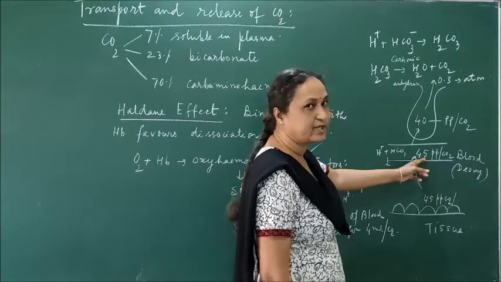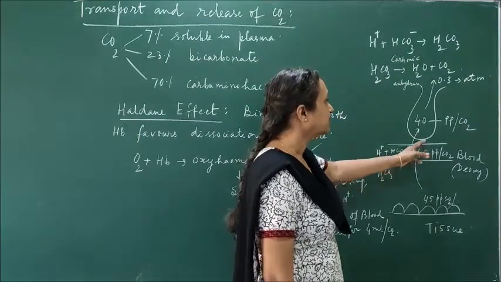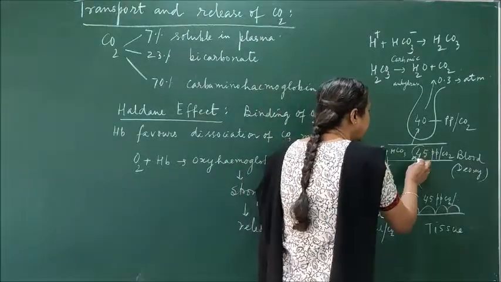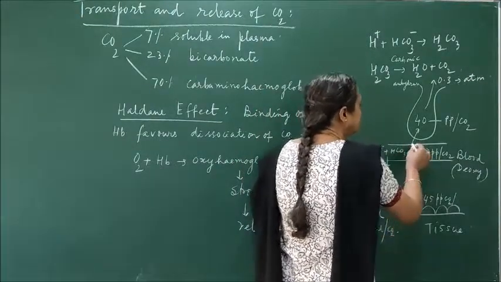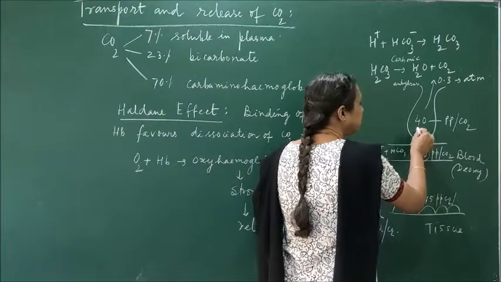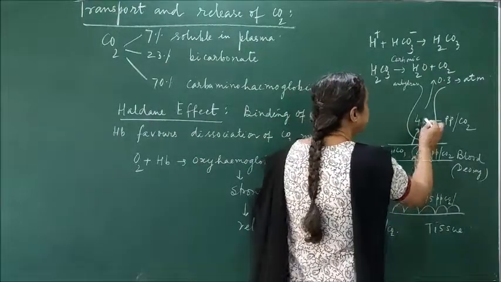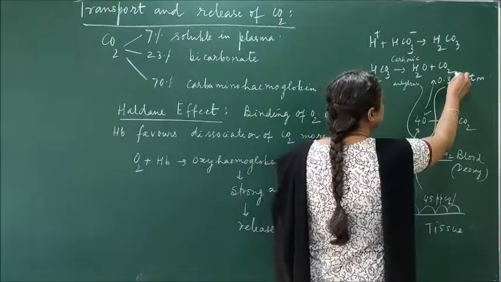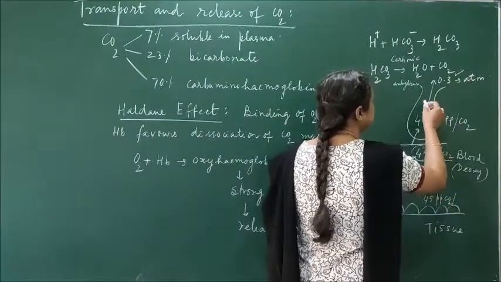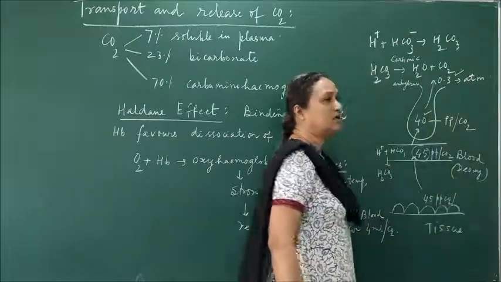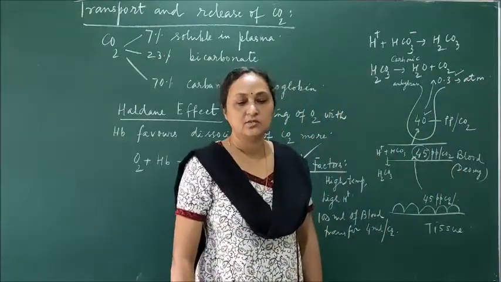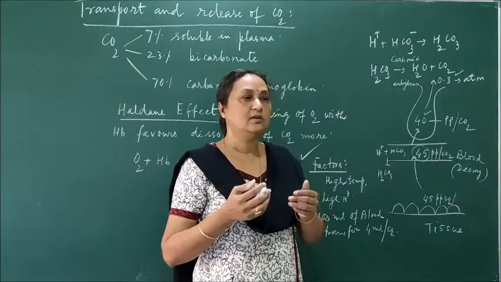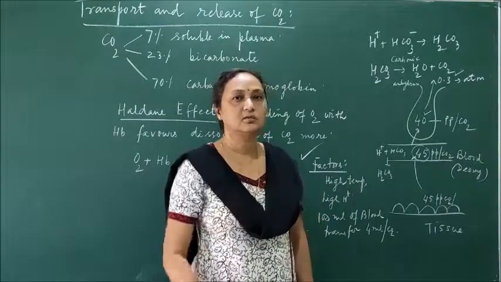So you can find out in the blood the partial pressure of the carbon dioxide is 45 mm of mercury, whereas in the alveoli it is 40. Because the amount is higher in the blood, automatically it can diffuse into alveoli. Then in the alveoli the partial pressure is 40, and in the atmosphere it is 0.3, very less. So easily from the alveoli it can be expelled out of the respiratory system. So this is the way carbon dioxide is dissociated from hemoglobin and released into the atmosphere.